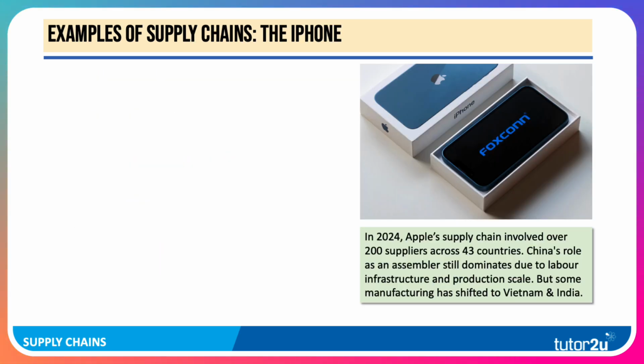A couple of examples. The iPhone is the iconic example of a deeply integrated world economy. In 2024, Apple's supply chain involved over 200 different suppliers across 43 countries. Now, China is still a dominant assembler of iPhones due to low unit labour costs, infrastructure and scale. But some manufacturing has shifted to Vietnam and India.